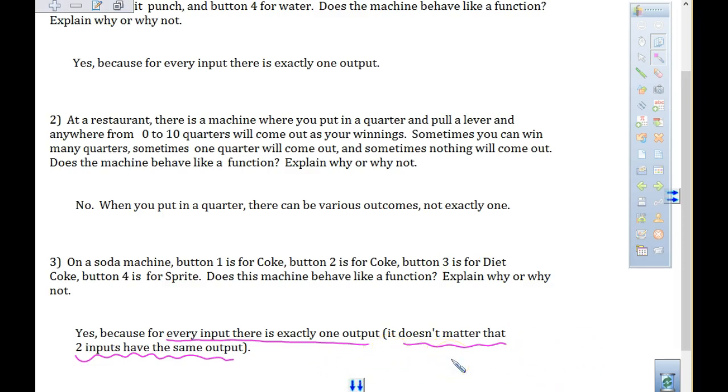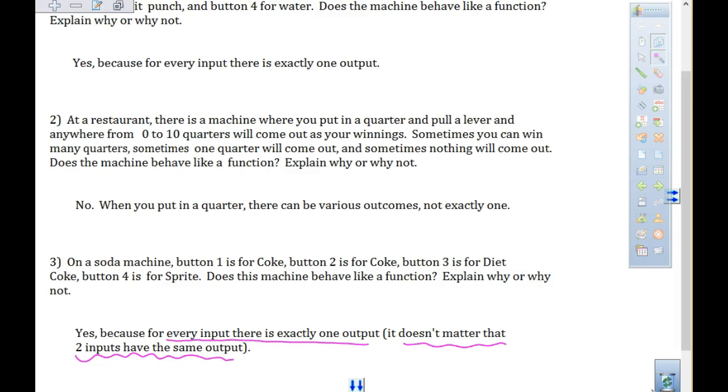Would it be a function if you buy it and you always get something, but it's random? The randomness part of it will make it not a function, because you want to know that you get the same thing every time. Okay? Good question.